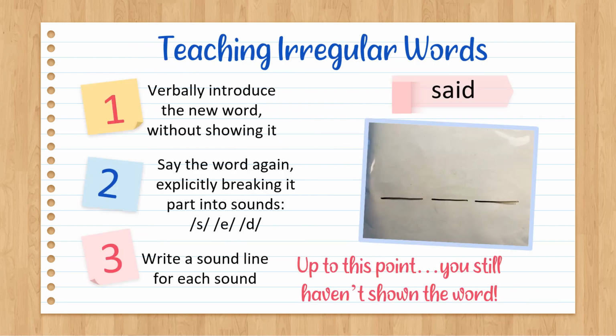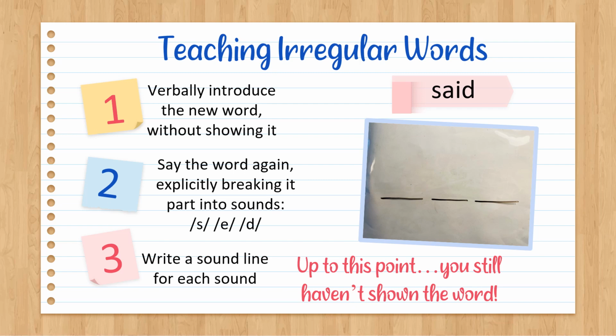Here's a breakdown on teaching irregular words. For this example, I will be using the word said. So the first thing you are going to do is verbally introduce the new word. Be sure to really stress the sounds that make up the word. I would say something like this. Today we are going to learn a word that we see and say all the time. That word is said. Let's think about how many sounds we hear in the word said.